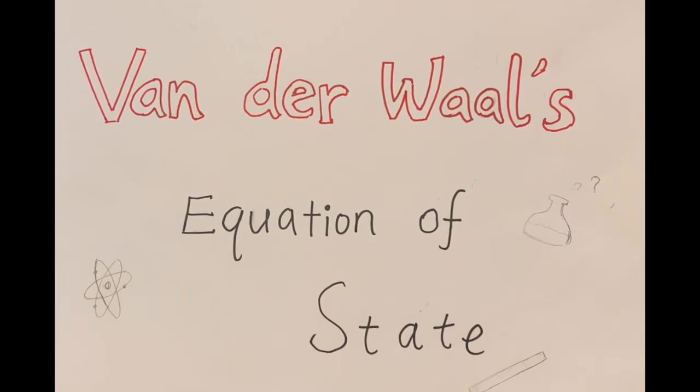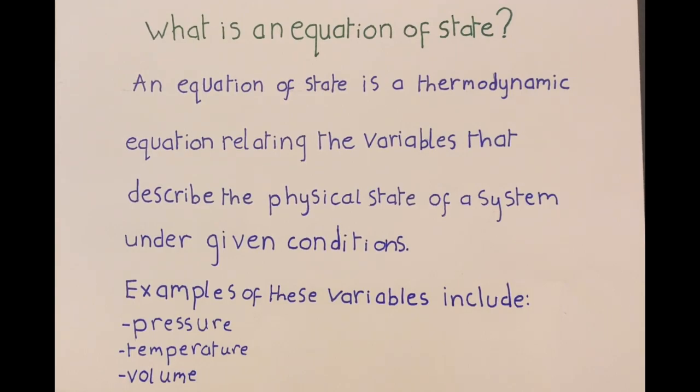In this video, we will be deriving van der Waals equation of state. What is an equation of state? An equation of state is a thermodynamic equation relating the variables that describe the physical state of a system under given conditions. Examples of these variables include pressure, volume, temperature, etc.